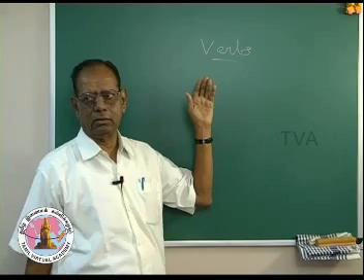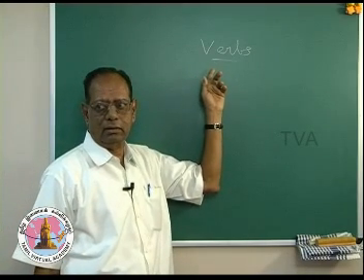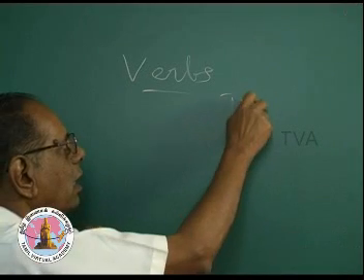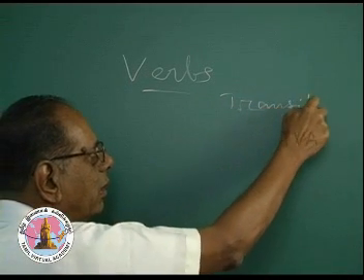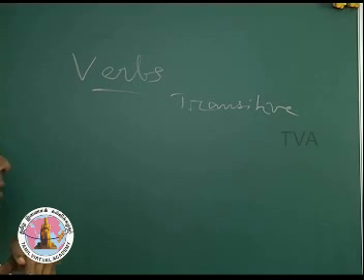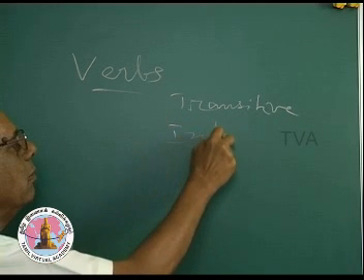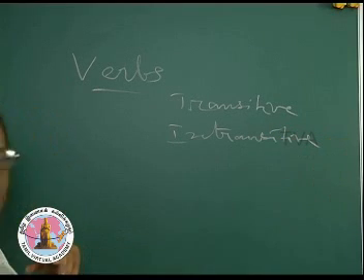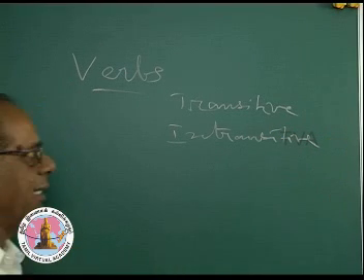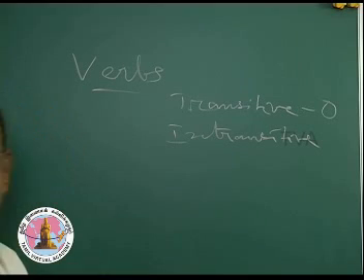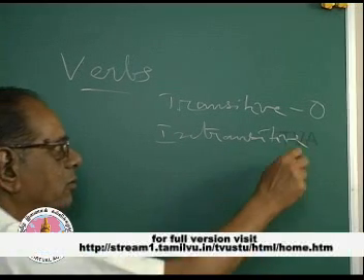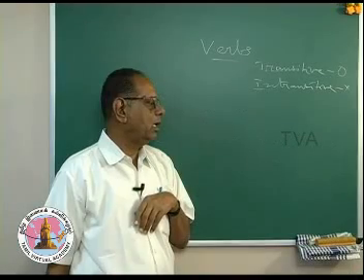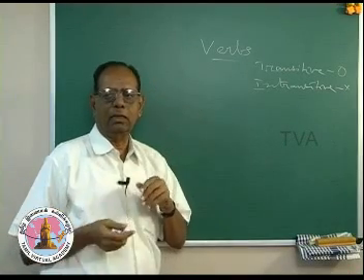In the last class, we were discussing the kinds of verbs. One was a transitive verb and the other intransitive. A transitive verb will have an object and the intransitive will not have one. Let me give you an example in English and then proceed to Tamil.